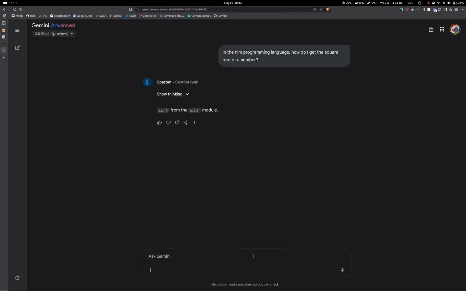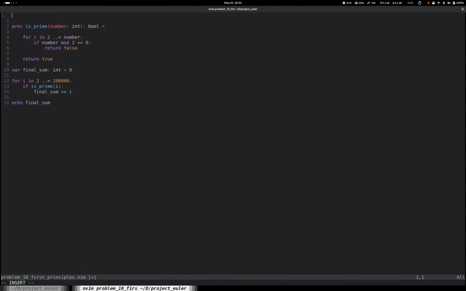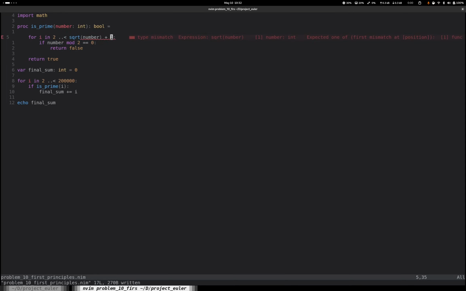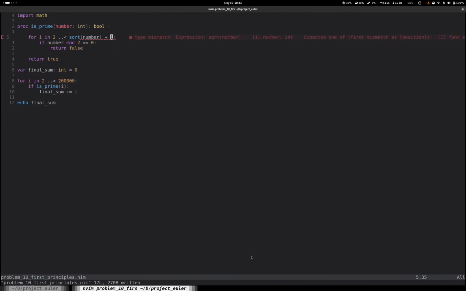Okay, sqrt from the math module. So I think what that is saying is just this. Import math, that's how you import a library. And you will do sqrt. Type mismatch: expression sqrt number int expected 1, first mismatch at position... type mismatch number int. What? So to me that is all right.